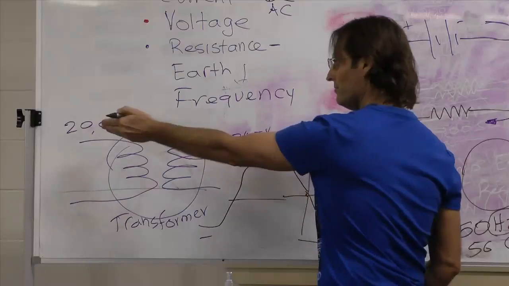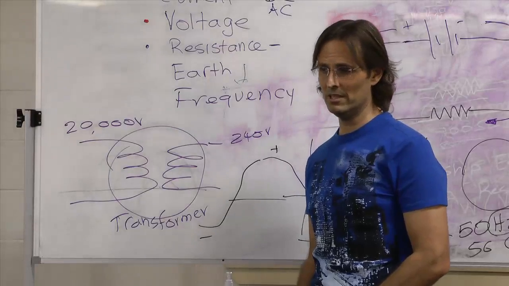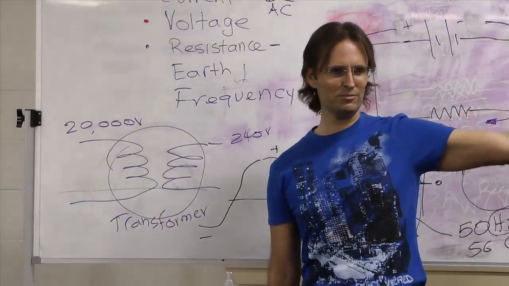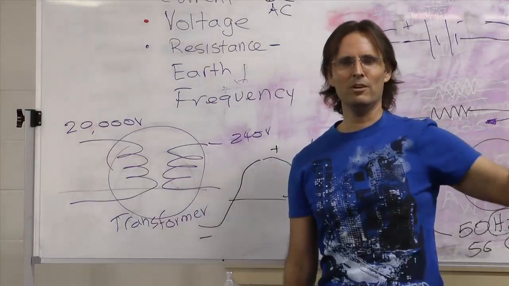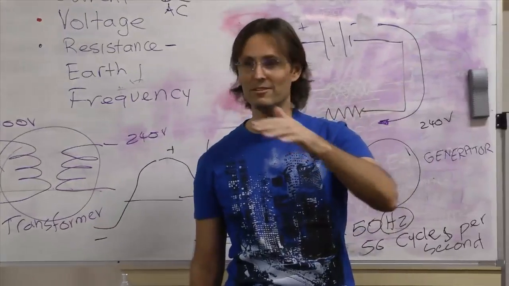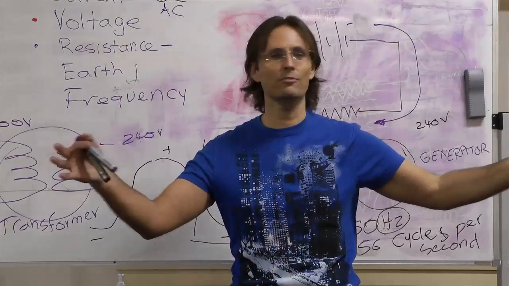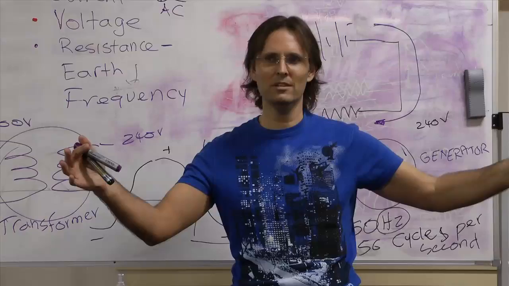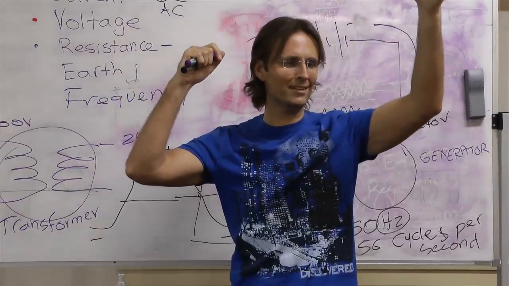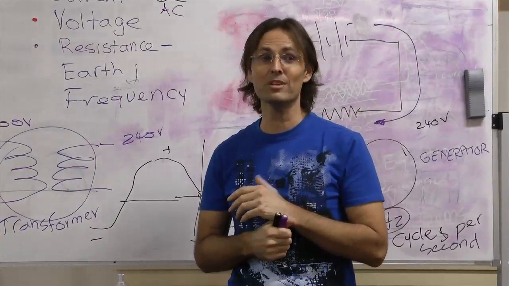Now, the higher the voltage and the lower the current, the further the distance we can transmit the signal. The higher the voltage, the lower the current, the further the distance we can transmit. So if they tried to transmit 240 volts from the power station to your home, they wouldn't be able to do it over 100 kilometres. So they produce 20,000 volts alternating current coming out of the power station, or even much higher voltages, sometimes 100,000 volts.